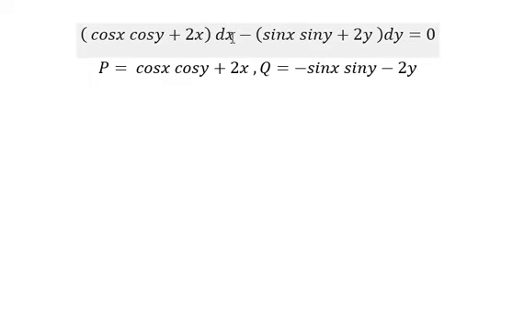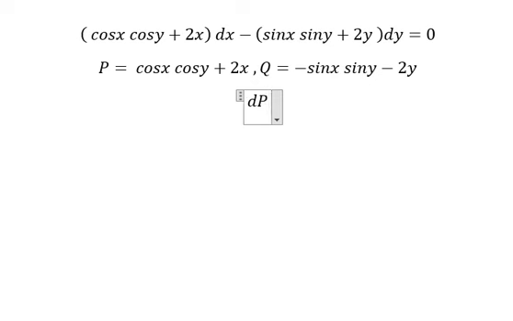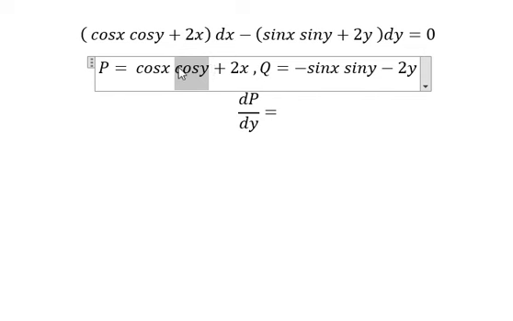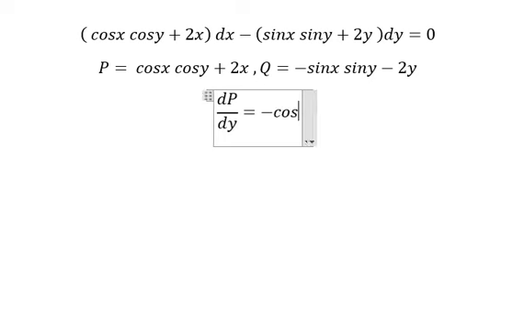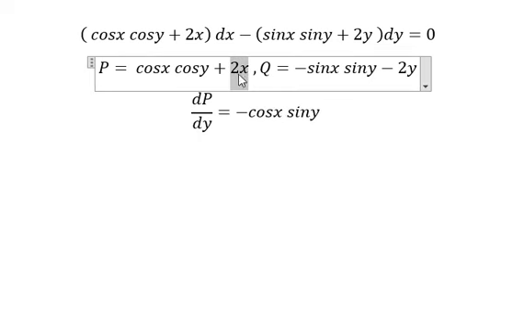Next, we have the dx. That means we need to do first the derivative of P with respect to y. So we just have only cosine y in here. First, the derivative of cosine y, we have negative sine y. And now we have like this. This one we don't have y, so you got number 0.